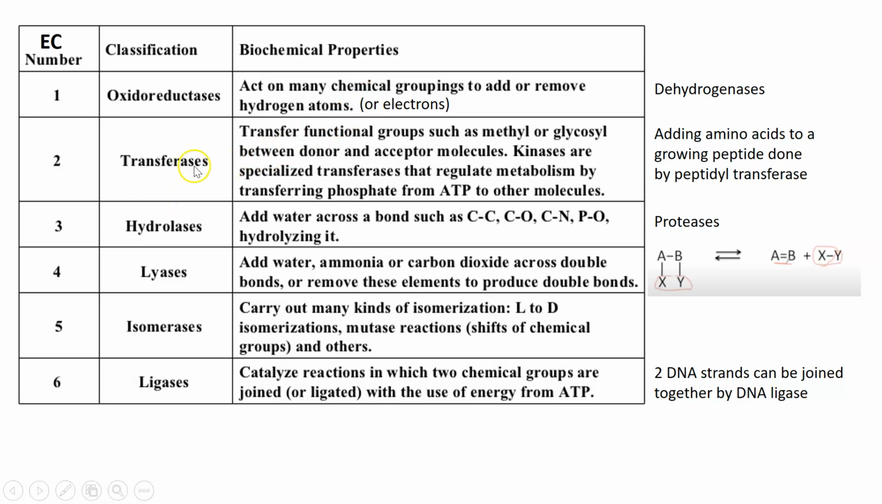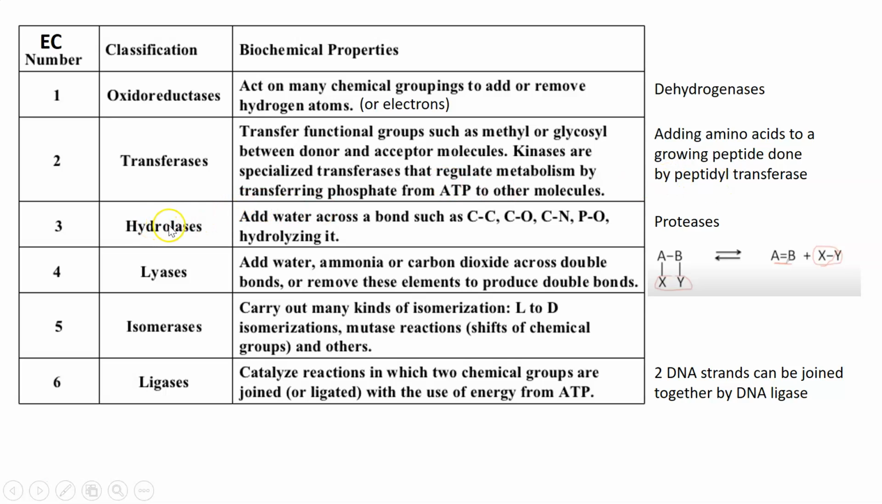Okay, transferases. If you look at this example here, adding amino acids to a growing peptide is done by a peptidyl transferase. This enzyme is bringing in amino acids and adding them onto a growing chain to produce the mature polypeptide.